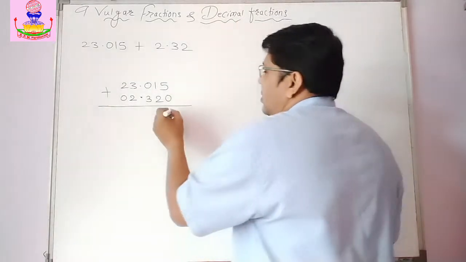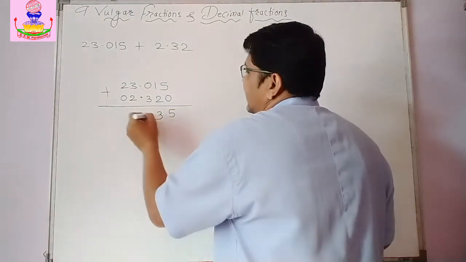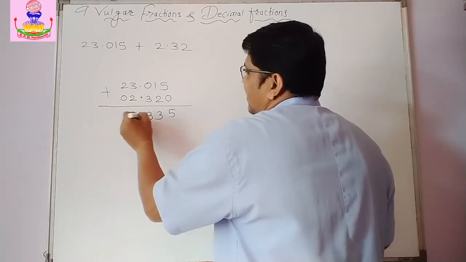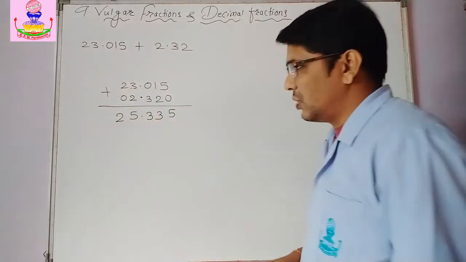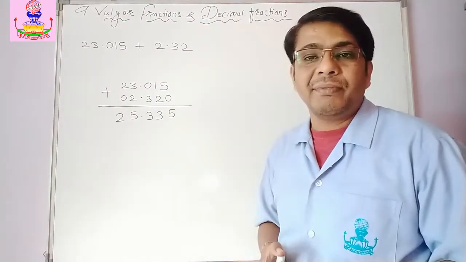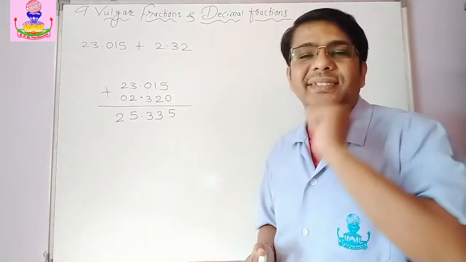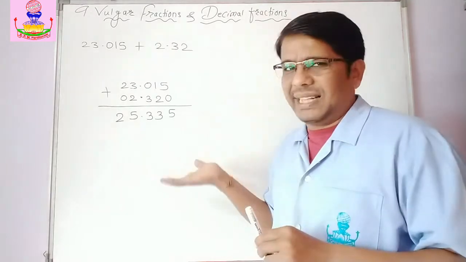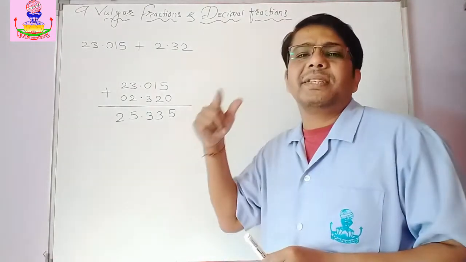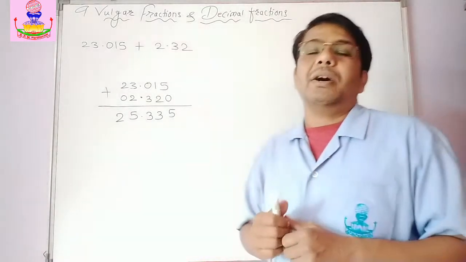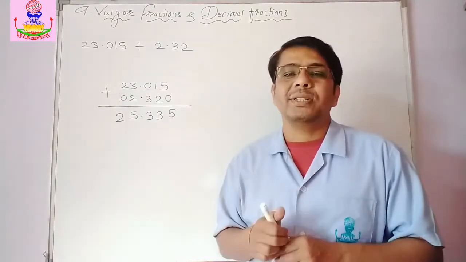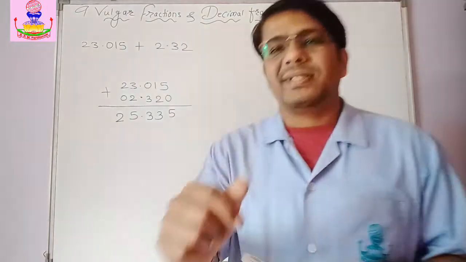Okay? So now, 5 plus 0, 5. 2 plus 1, 3. 3 plus 0, 3. Decimal point. 3 plus 2, 5. And 2 plus 0, 2. So 25.335. That is the right answer. Okay? Same way for subtraction. Follow the basic. Place decimal point below decimal point. You understand?